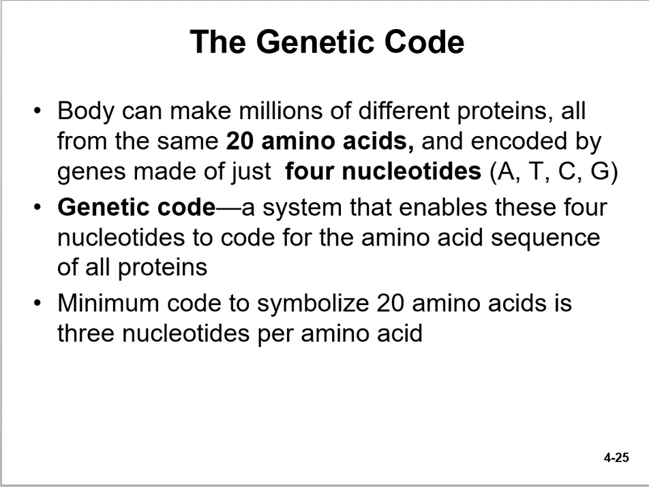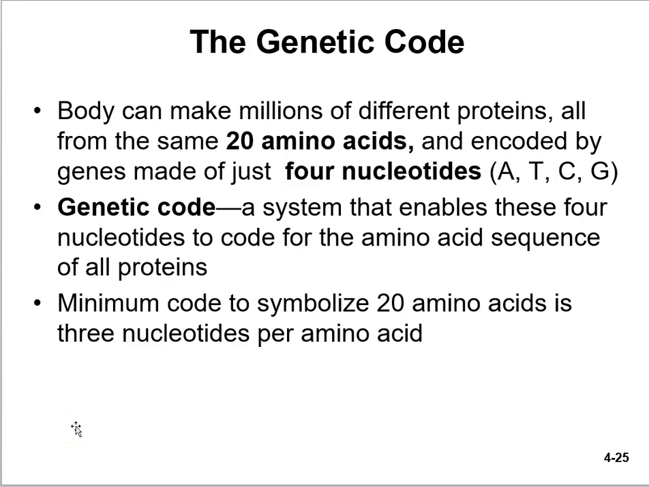And it's only from just the 4 nucleotide bases that we find in DNA, the A, T, C's, and G's. The genetic code is a system that enables these 4 nucleotides to code for the amino acid sequence of all proteins. The minimum code to symbolize 20 amino acids is 3 nucleotides per amino acid. So what we're saying here is that every 3 nucleotides, what I like to call triplets, every triplet codes for an amino acid.